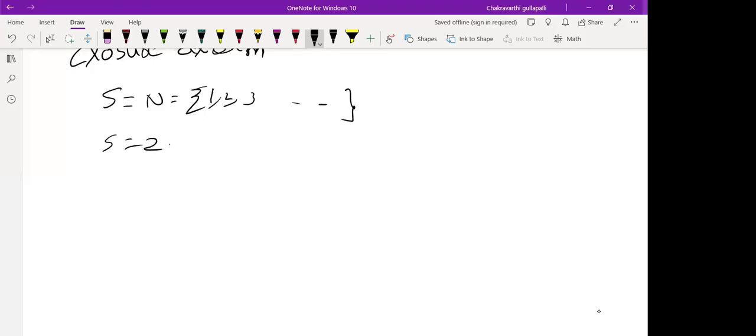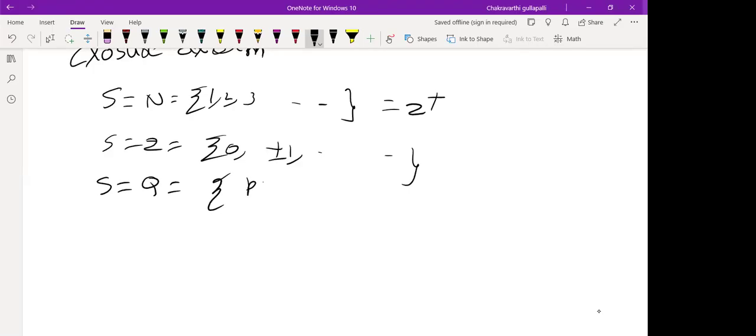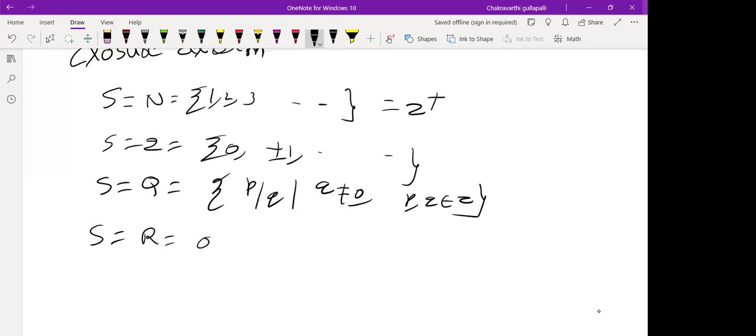The sets are: Z, the set of integers, 0, plus or minus 1, and so on. N is the set of positive integers. And you must know the set Q, the set of all rational numbers of the form p by q, where q is not 0 and p and q are integers. This is very important. And R is the set of real numbers, that is nothing but rationals union irrationals. The one which is not rational is called irrational, denoted by R minus Q.